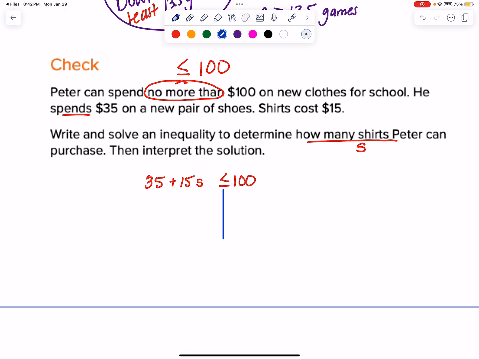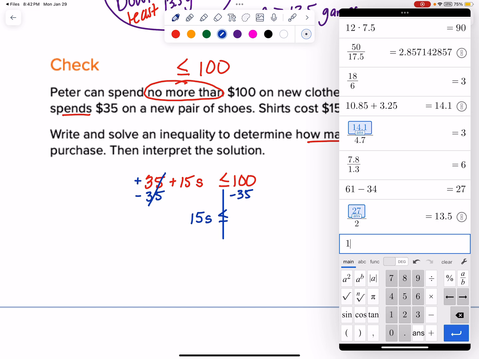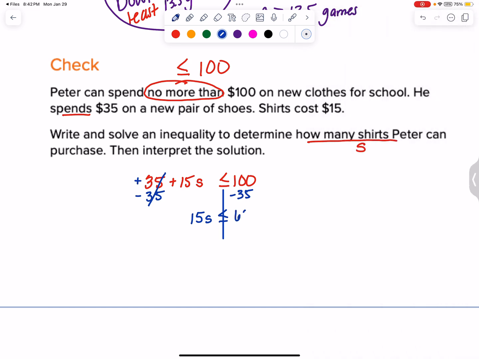Okay, so where is the addition or subtraction? It's right here. I have a positive 35. We're going to subtract 35 from both sides. That goes away, and we have 15s is less than or equal to. We didn't multiply or divide by a negative. 100 minus 35, using a calculator just to be sure, is 65.